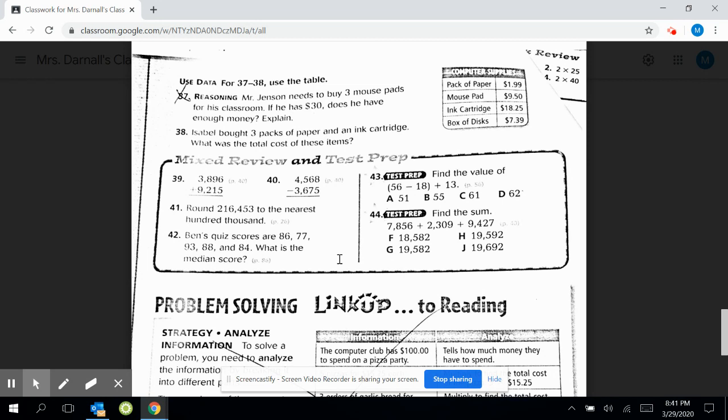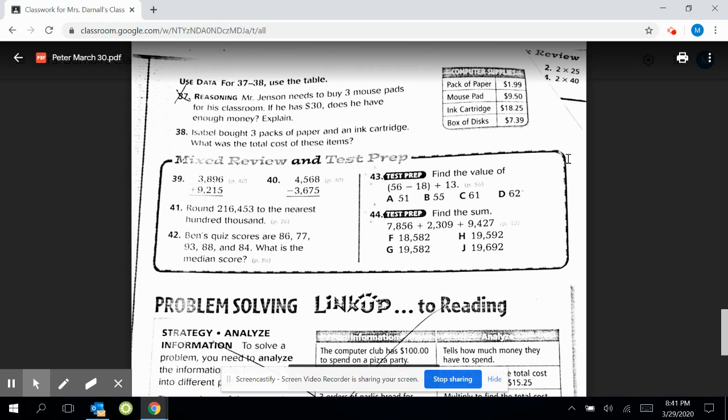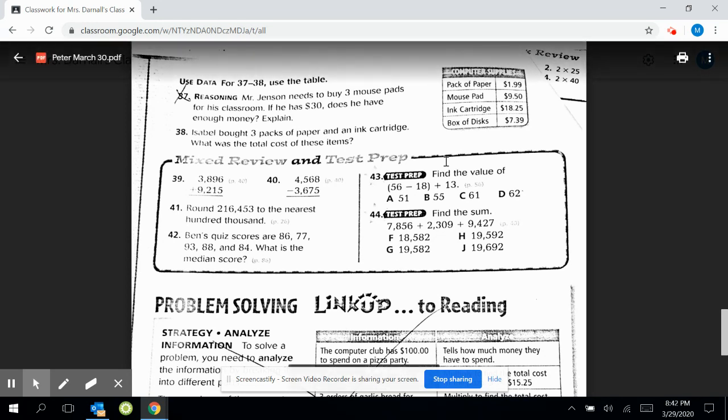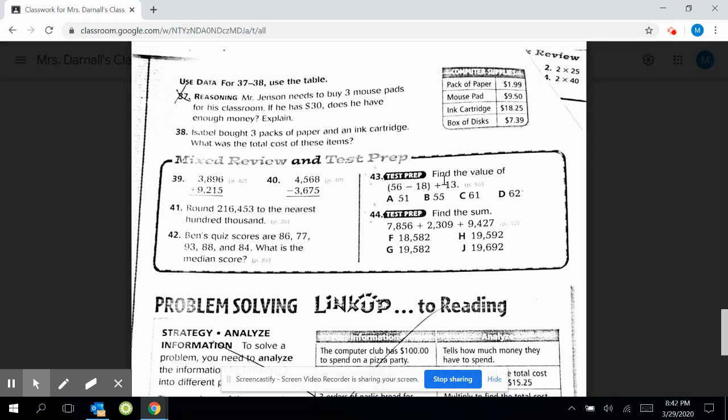All right, and let's see here. Over here, this is another with parentheses. So we always work from right to left, and whatever is in the parentheses we do first. So you're going to need to subtract these 2, and then you need to add on 13.